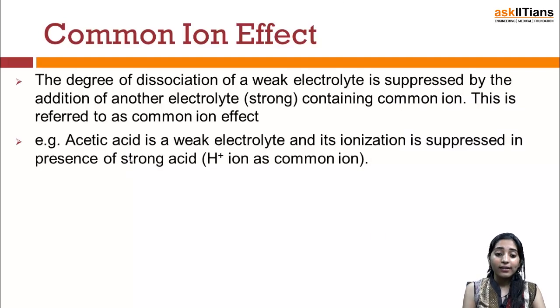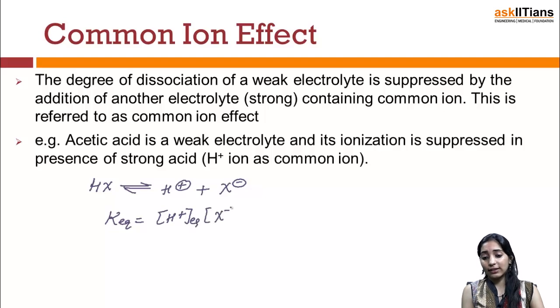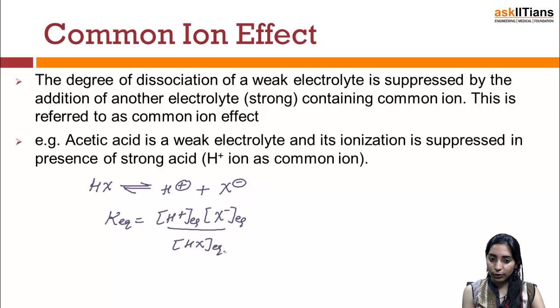I can say that if I, for example, write a reaction of a weak electrolyte, let us say that HX is a weak electrolyte which I am considering as an example. Since it's a weak electrolyte, it gets dissociated to form H positive and X minus. So there will always be an equilibrium established, and I can write K equilibrium as the concentration of H positive at equilibrium times the concentration of X minus at equilibrium, divided by the concentration of HX at equilibrium.